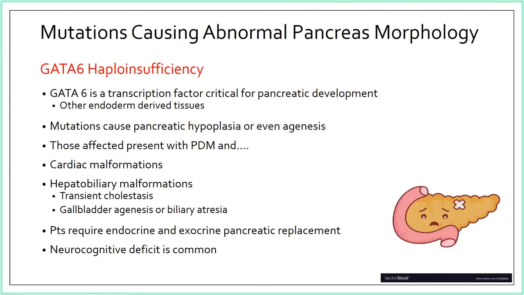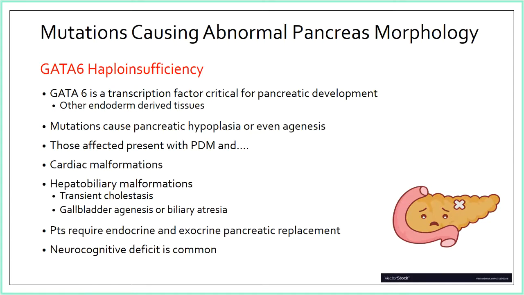Okay. And then we talk just briefly about a few of the mutations that cause abnormal pancreas morphology. So the most common mutation is in GATA6 haploinsufficiency. So GATA6 is a transcription factor. It's critical for pancreatic development as well as for other endoderm-derived tissues. It's actually necessary for expansion of the liver bud and commitment of the endoderm to a hepatic cell fate. So mutations in GATA6 can cause pancreatic hypoplasia or even complete agenesis of the pancreas.